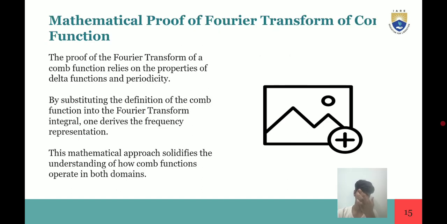Mathematical proof of Fourier transform of comb function. The proof of the Fourier transform of a comb function relies on the properties of delta functions and periodicity. By substituting the definition of the comb function into the Fourier transform integral, one derives the frequency representation. This mathematical approach solidifies the understanding of how comb functions operate in both domains.